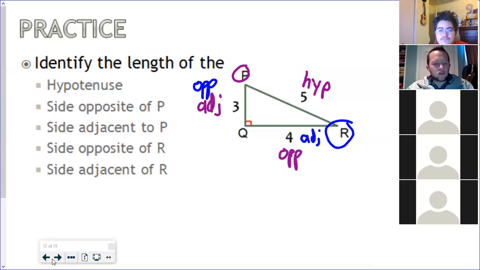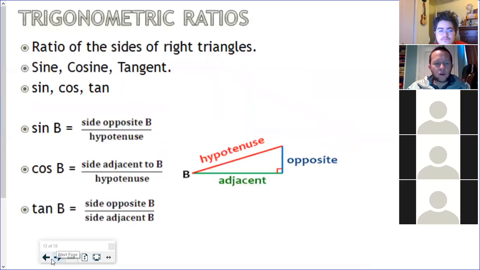Now we're going to create trig ratios, which is where we're going to look at a ratio or a fraction of two of these sides. And we're going to have three fancy names we're going to use: sine, cosine, and tangent. We're going to shorten that to just sine, cosine, tangent. If you call it sin, I will slap you. Even on a Zoom lesson, I will slap you. Okay, I'll reach through your computer.